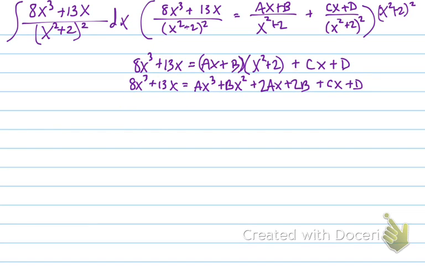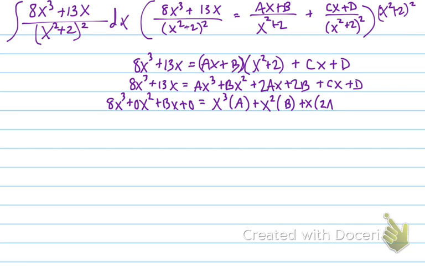So I'm just going to rearrange this so that it looks like 8x cubed plus 0x squared plus 13x plus 0, just so that it's in standard form, equals x cubed times a, and you'll see why I'm doing that in just a minute, plus x squared times b, plus x times, there were two of those, so 2a had an x in it, and then plus c, that one also had an x in it. And then the constant term was plus 2b plus d. That was my constant term at the end. So notice here now that I have all of these. I have x cubed and I have an x cubed on this side.